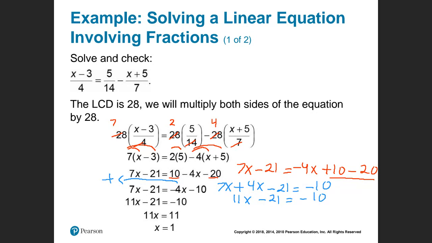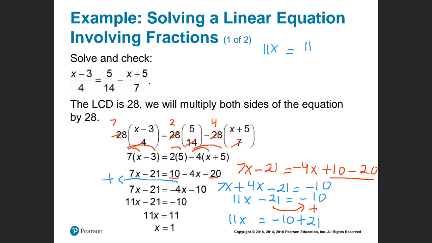Move the constant to the right side. Move the constant to the right side, and it becomes positive. So now 11x equals negative 10 plus 21. Okay, so now the answer is 11x equals negative 10 plus 21, which is 11.